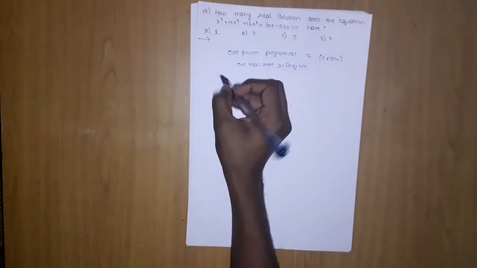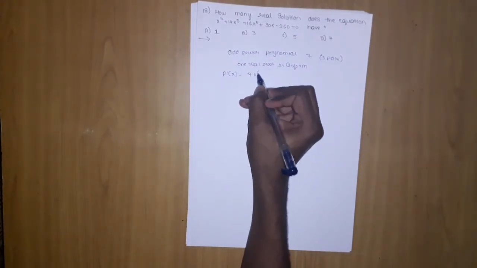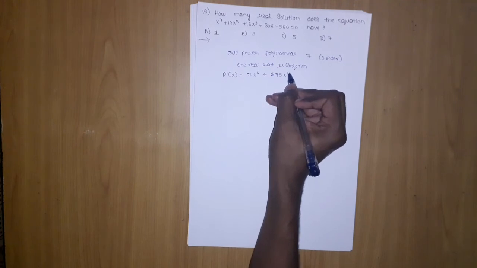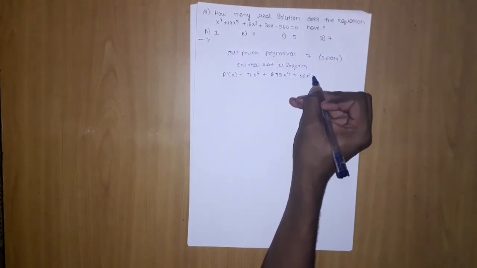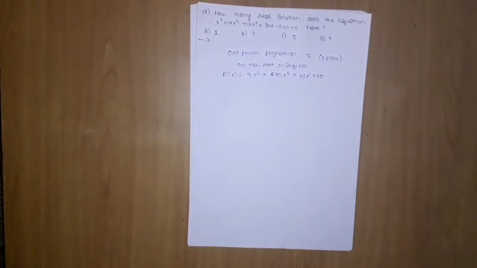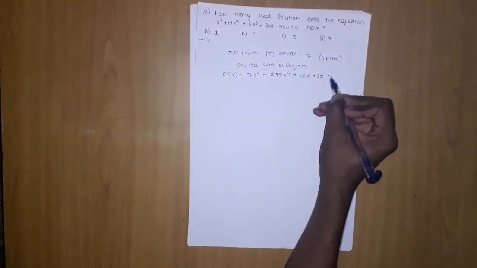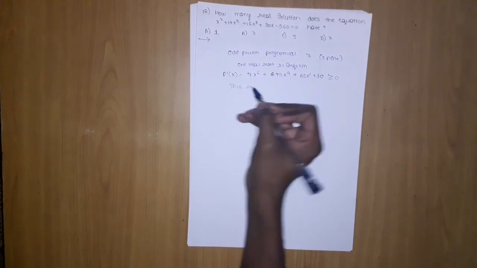Now let's find f dash x, which is 7x to the power 6 plus 75x raised to 4, plus 48x square plus 30. Now what do you see? This is even power, this is even power, this is even power, so it will always be greater than 0, which means this is a strictly increasing function.